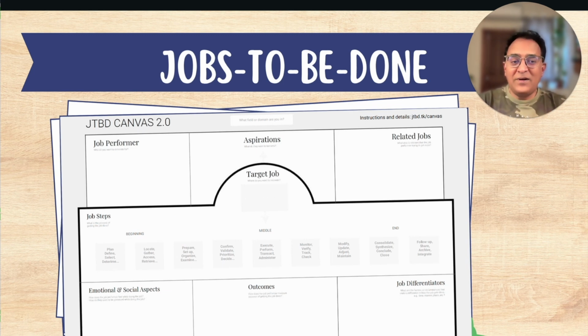Now, the performer and the related jobs. The performer is the one who is basically performing the job. Now, what are the aspirations of the performer? Do you want to be the best in what you do? Those are the things which go into aspirations. And the related jobs are, what other things can I do?